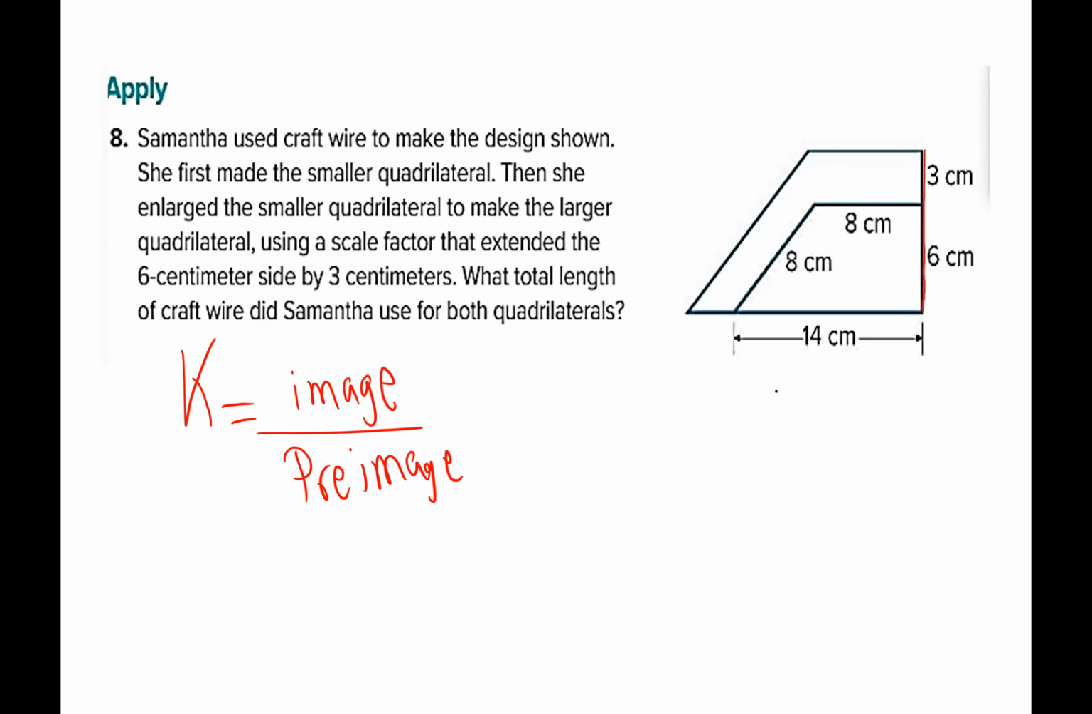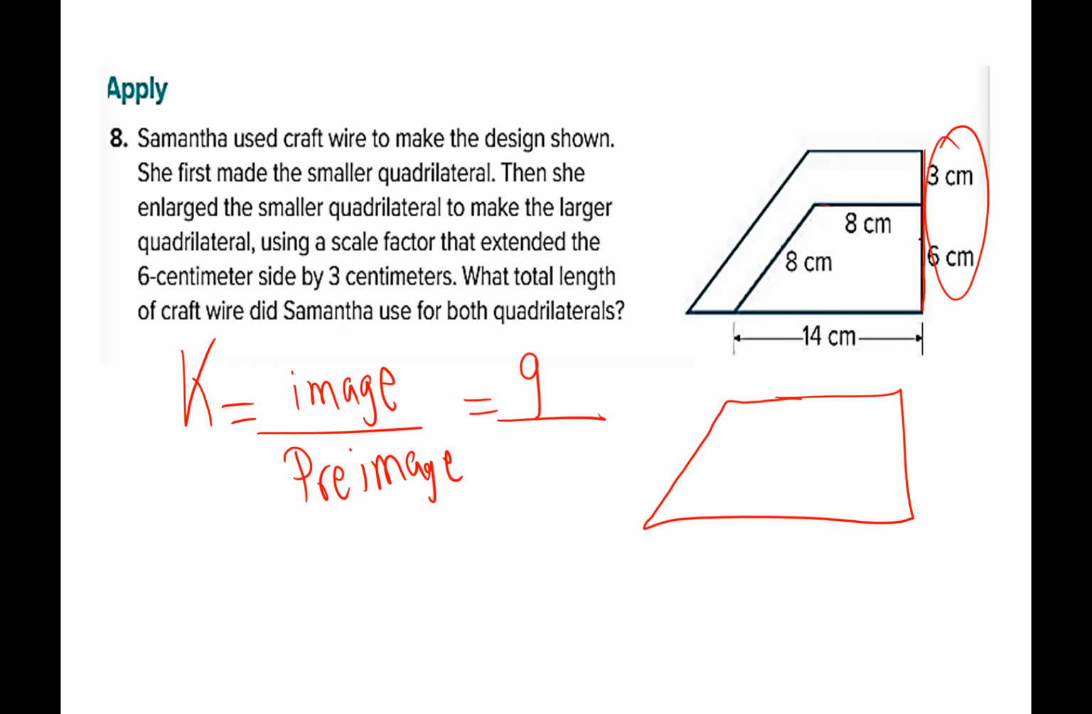If I want to draw the image, that's the image. The pre-image is the inside, so you have to choose one side. That's the image, and 6 plus 3, 9, over the pre-image, the original one, which is 6. So directly the k is 1.5. If you find the k, you can find this side, and also this side.